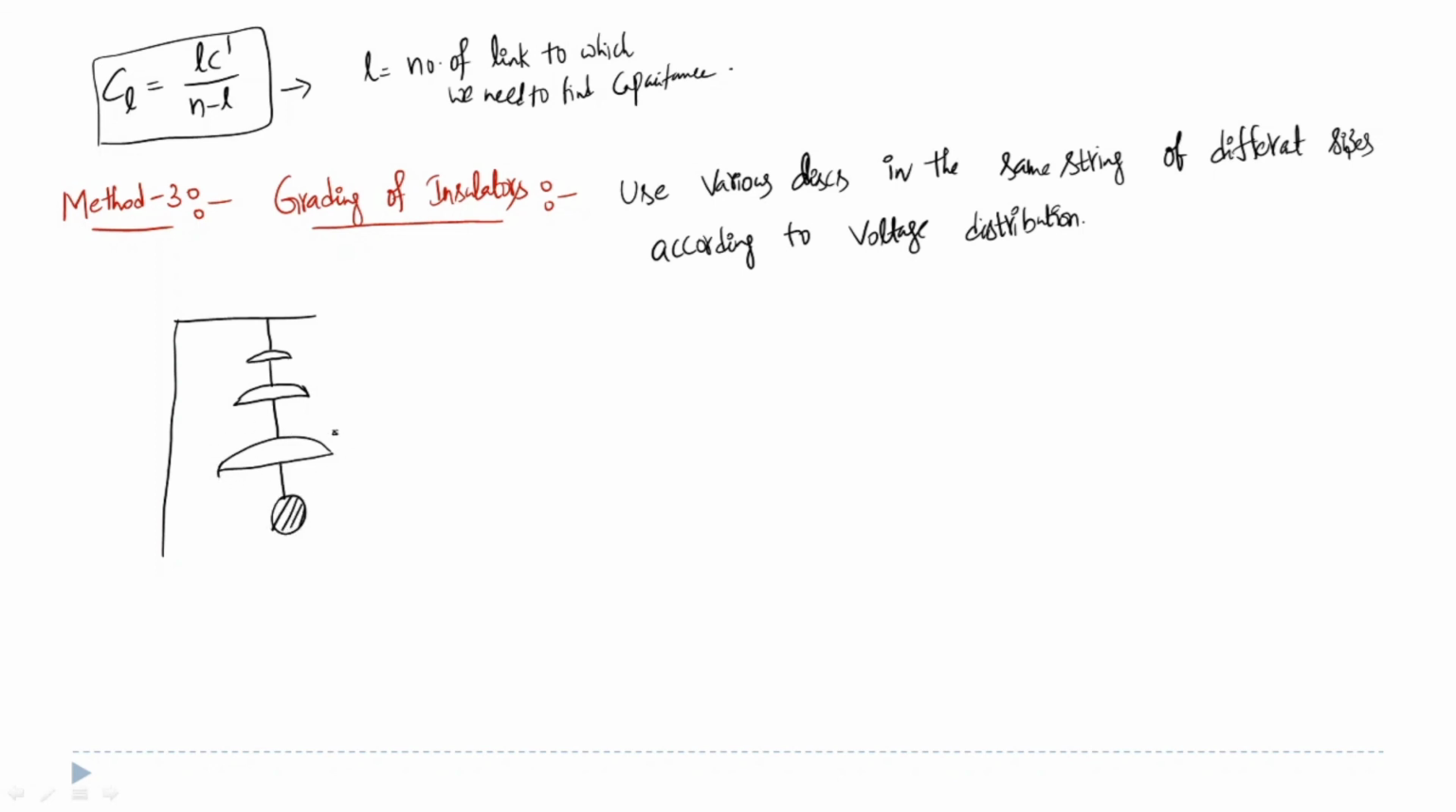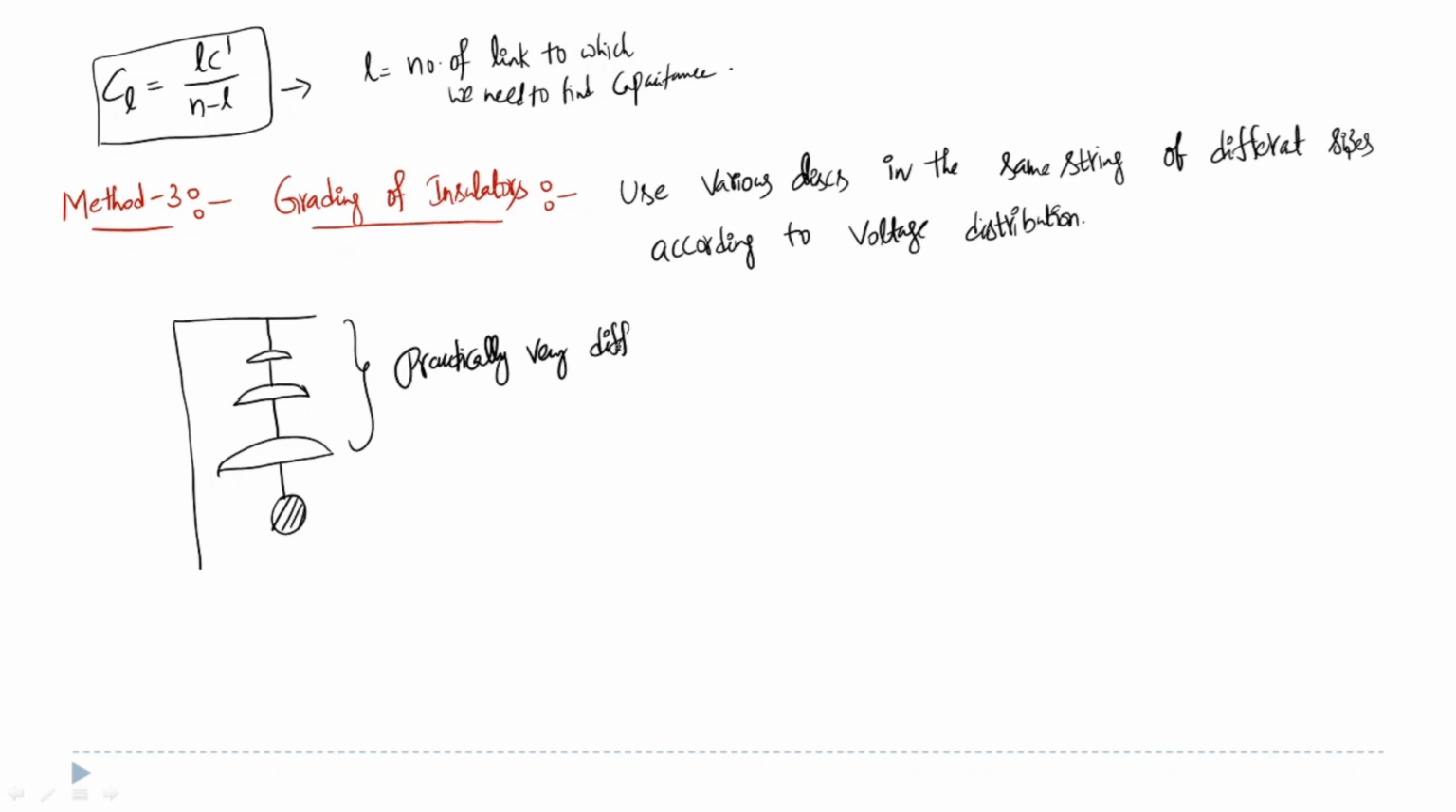Why are we using the disc with more thickness? Because this is the disc which experiences a large amount of voltage, and this is the disc which experiences a very small amount of voltage. Hence, I want to use a small insulator, means an insulator of small thickness, and here I want to use the insulator of large thickness. In between them I want to use the insulator of this thickness, right? In this way we can use the insulator discs properly, but this is practically very difficult.